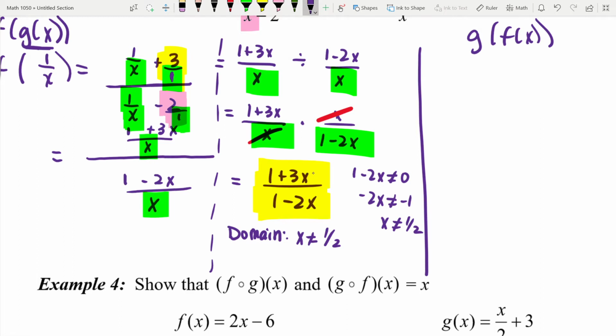Well, 1 is never going to be 0. The 1 minus 2x I already did. So the only thing that's on the bottom that I haven't addressed yet is what, everybody? The x, right? So x can't be 0 is your other restriction, and that's it, okay? So you have to look throughout the entire problem, okay?